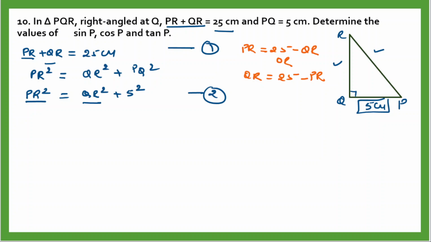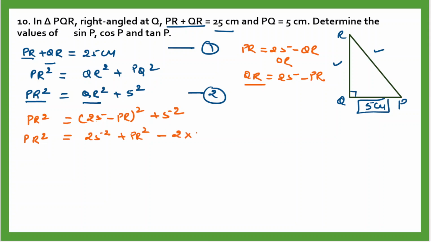Okay? Till now, do you have any doubt? So let me reduce it in the form of QR. So PR whole square is equal to, instead of QR we are going to reduce, right, 25 minus PR whole square plus 5 square. Okay, so you can write it as PR whole square, it is A square, A minus B whole square. So you can write it as 25 square plus PR square minus 2 into 25 PR plus 5 square.